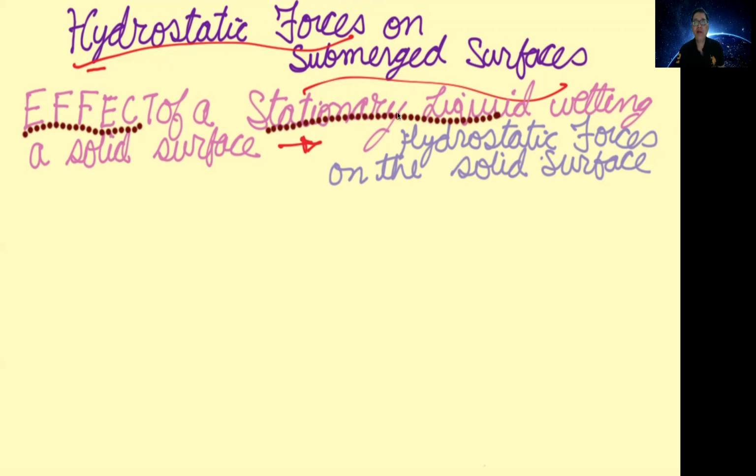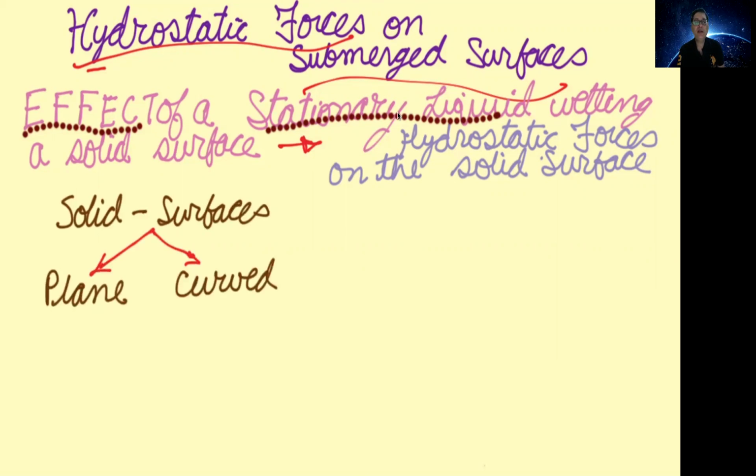In my previous topic, I had mentioned that in fluid mechanics, you should pay particular attention to the effect of the interaction of a fluid with a solid. So in fluid statics, note that the effect of a stationary liquid on a solid is a hydrostatic force. Now, in this lecture, we'll consider two types of solid surfaces: a fluid wetting a plane solid surface and also solid surfaces which are curved. So we'll consider both plane and curved solid surfaces.